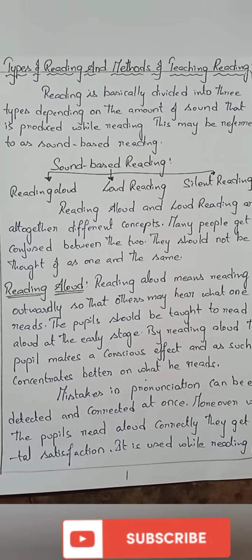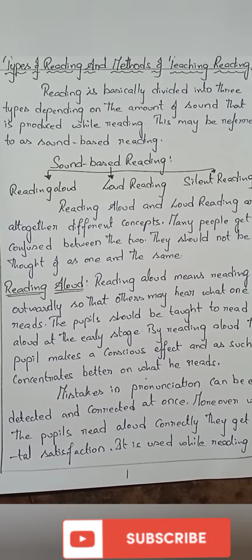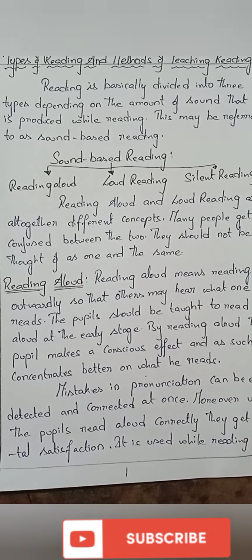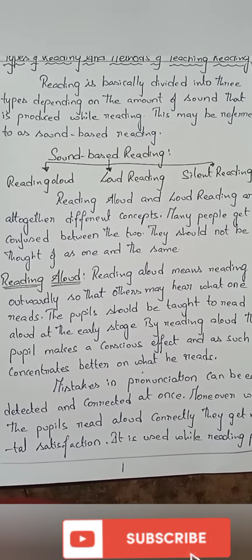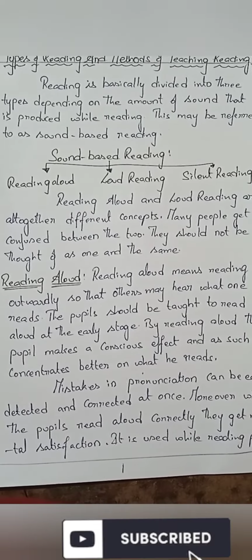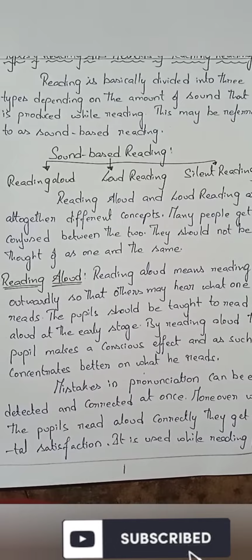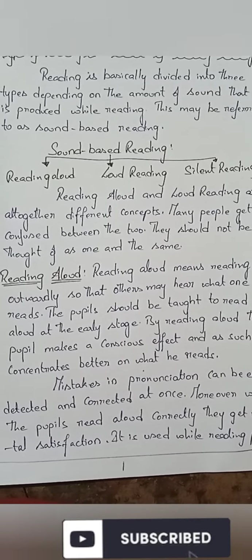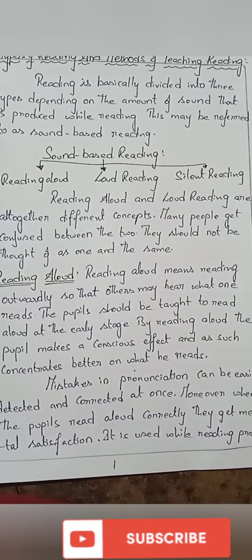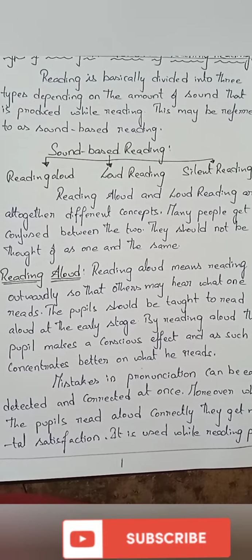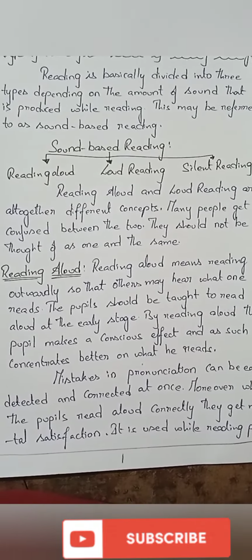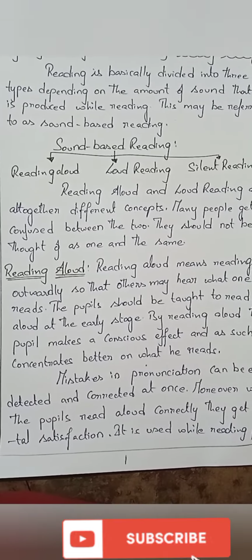Reading is basically divided into three types depending on the most of the sounds that are produced while reading. This may be referred to as sound-based reading. Here the sound-based reading are of three types. They are reading aloud, loud reading and silent reading. Reading aloud and loud reading are altogether different concepts. Many people get confused between the two. They should not be thought of as one and the same.